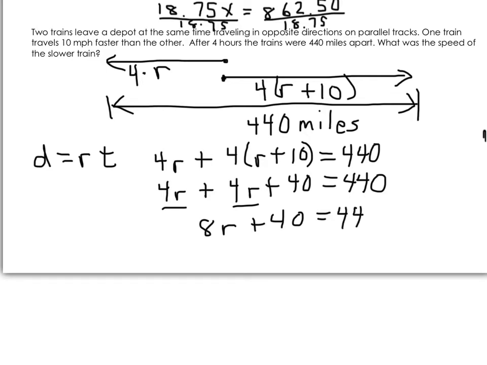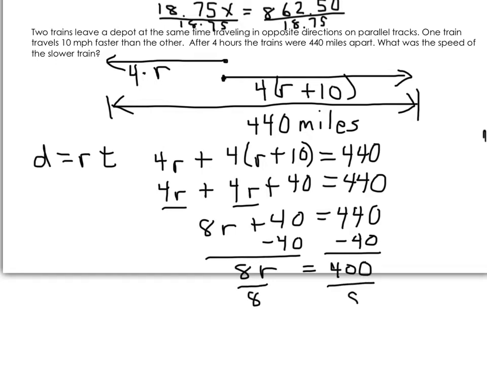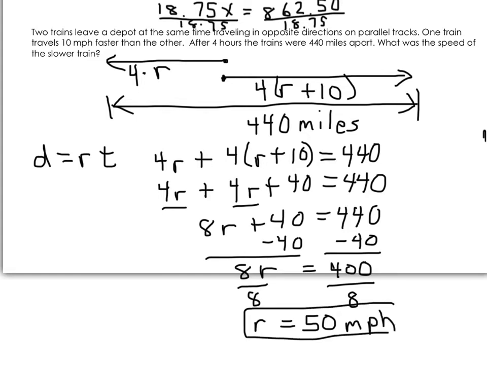What's next? What do you want to do? Let's subtract 40 from both sides. And that gives us 8r equals 400. Now what? Let's divide by 8, and we get r equals 50. Now, r equals 50, that's a rate, and we're talking about miles and hours. So our rate is in miles per hour. That is the speed of the slower train.